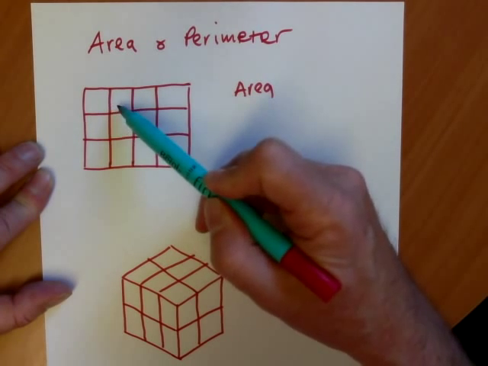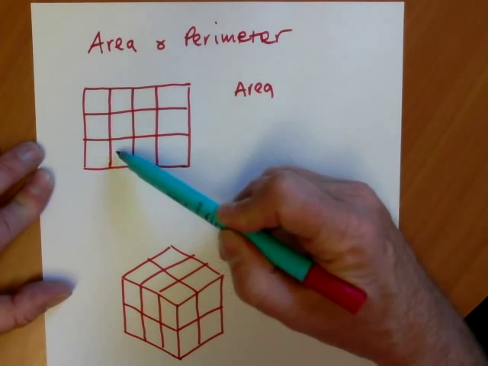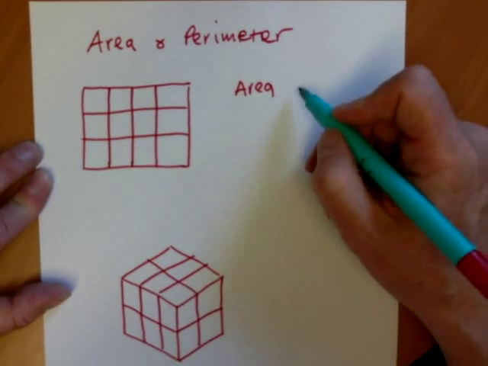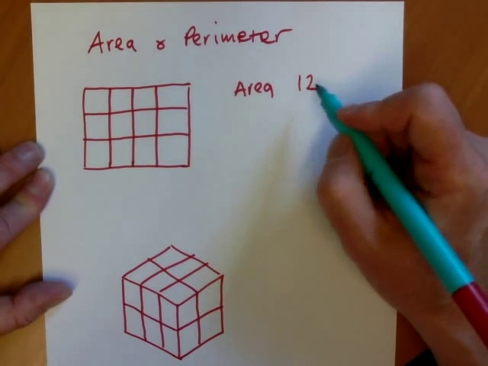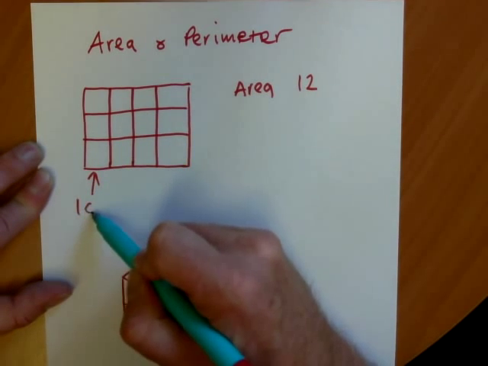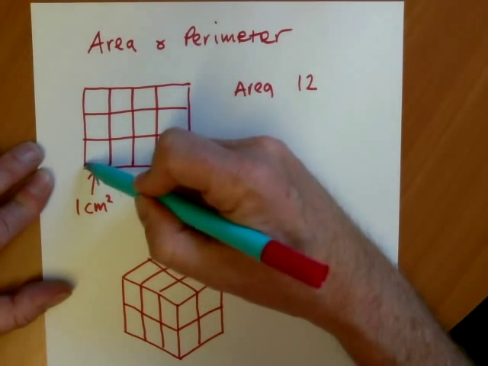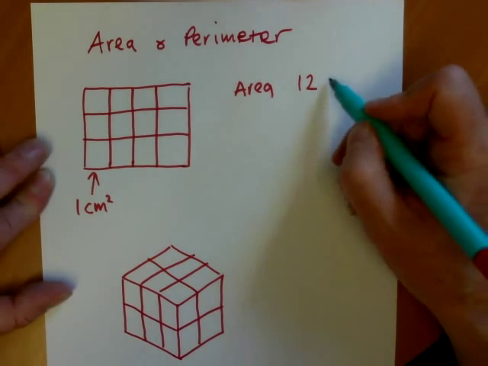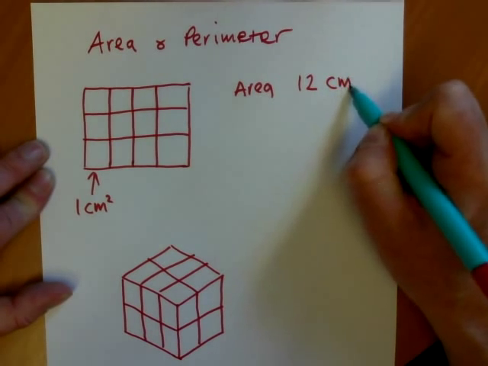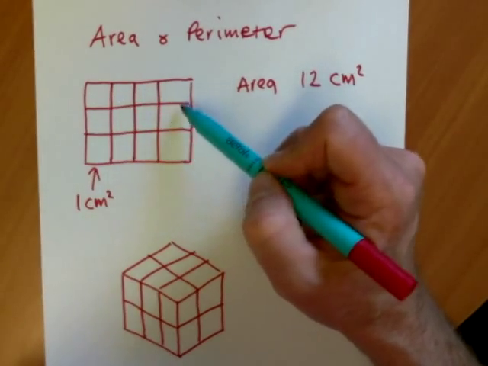Okay, so we've got 1, 2, 3, 4, 5, 6, 7, 8, 9, 10, 11, 12. So the area is 12, and we would normally be told that each square is 1 centimetre squared. That means it's a centimetre that way and a centimetre that way. And so the answer would be 12 centimetres squared. So we can simply work out the area by counting.